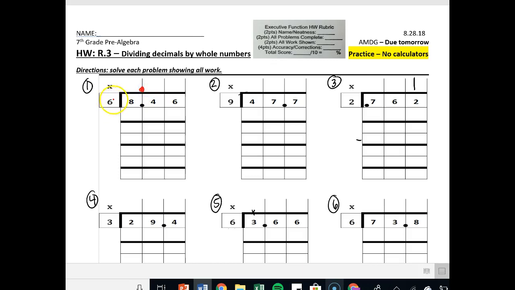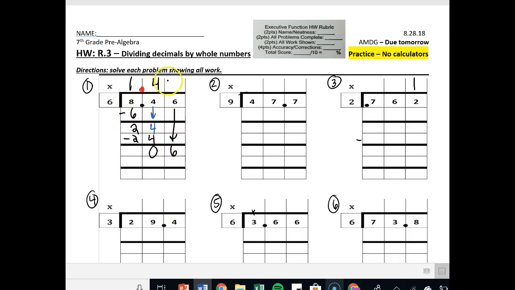So now, how many times does 6 go into 8? Oh, it only goes in there one time without going over. So 8 minus 6 is 2, and then drop down your 4. How many times does 6 go into 24? Put your finger on 6 on your multiplication chart, go across till you get to 24, then go up. You'll notice it is 4, right? So 4 times 6 is 24. 24 minus 24 is 0. And lastly, drop down your 6.